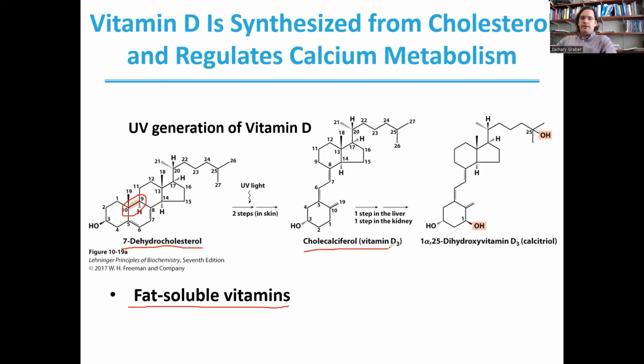This creates vitamin D3, which is then further converted into calcitriol, which acts as a key hormone to help control calcium metabolism in our kidney, liver, and bones. So, of course, that's why we talk about vitamin D as being important for strengthening your bones, because calcium is so critical for our bone structure.